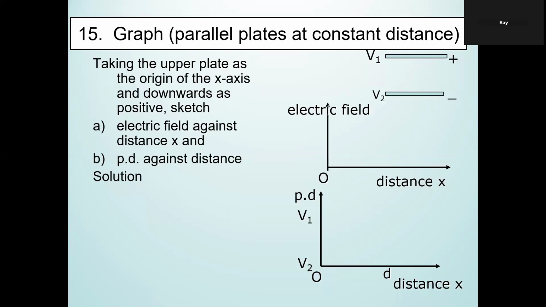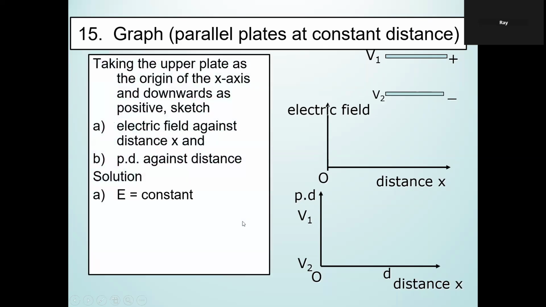Okay, how does the graph look like? Taking the upper plate as the origin of x, and then taking downwards as positive, we say the electric field strength is constant, so it's a horizontal line. Remember, the plate is fixed. We are looking at the electric field between the plates as we move from top to bottom, there's our x-axis.